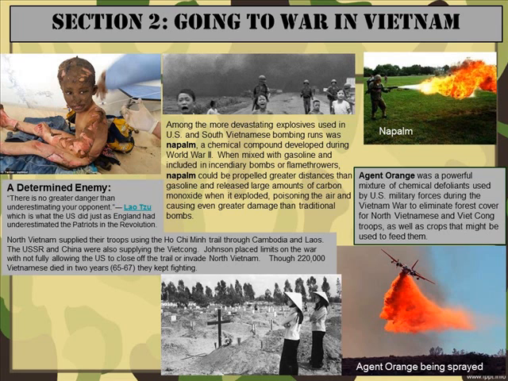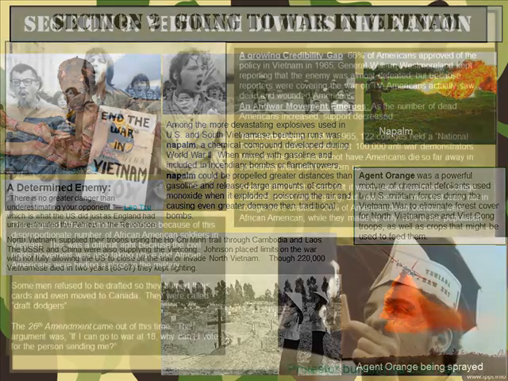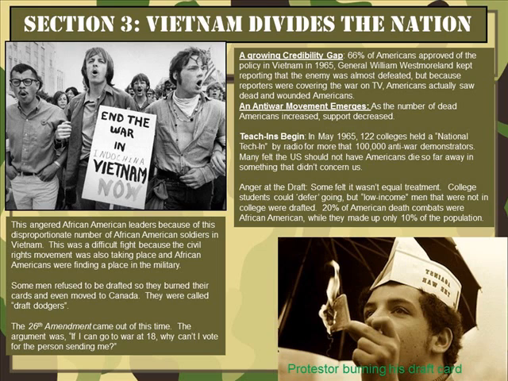Agent Orange, you could see there, was a powerful mixture of chemical defoliants used by the U.S. military during the Vietnam War to eliminate forest cover of North Vietnamese and Viet Cong troops, as well as the crops that might be used to feed them. So obviously, if they are getting rid of the jungle, there's no place for people to hide. So this takes us to section 3. Vietnam divides the nation. What an understatement, as printed in our book.